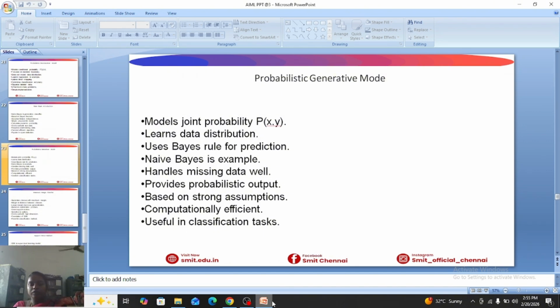Moving on to the probabilistic generative model. Models joint probability, learns data distribution, uses Bayes rule for prediction. Naive Bayes is an example. Handles missing data as well, provides probabilistic output based on strong assumptions, computationally efficient, useful in classification tasks.